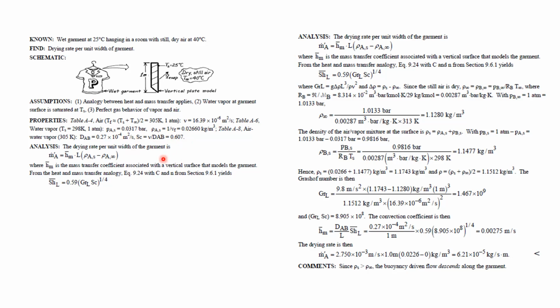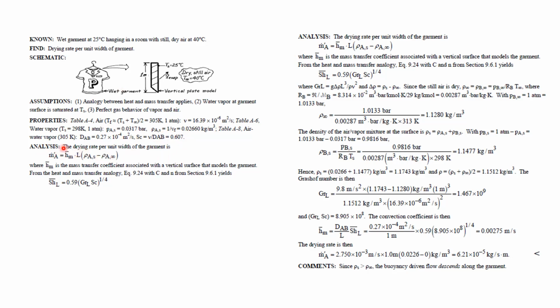Okay. Schmidt number is similar to our Prandtl number in heat transfer. You know, Prandtl number is the ratio of nu by alpha. So Schmidt number is the ratio of nu by diffusion coefficient. So what we need to determine is the drying rate per unit width of the garment. So the mass removed is equal to HM into L into rho AS minus rho infinity.